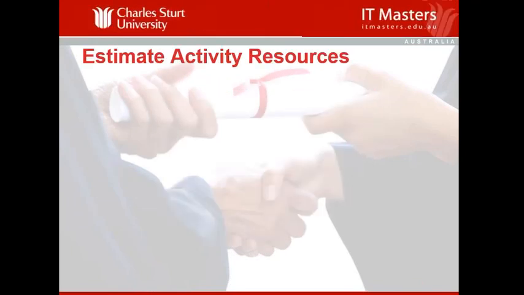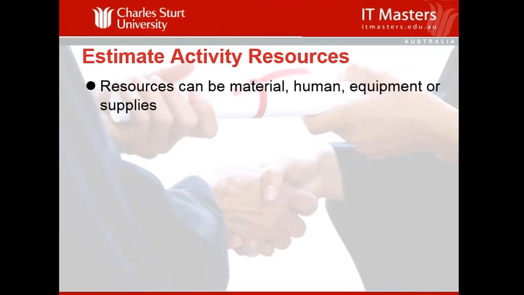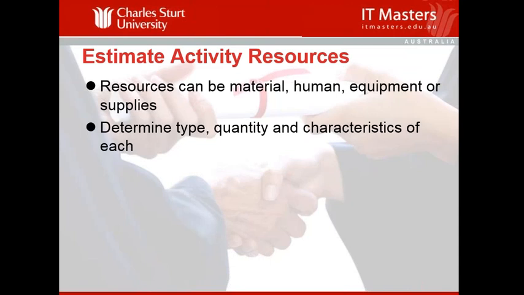Moving on to the next process, which is estimate activity resources. So what resources do we need to undertake the work? So there could be human, material, equipment, supplies. So you may have an activity that doesn't require any human intervention. It could be done by equipment. But it's more than likely that if there's material involved, there'll also be humans involved. What type, quantity and characteristics of each do you want?